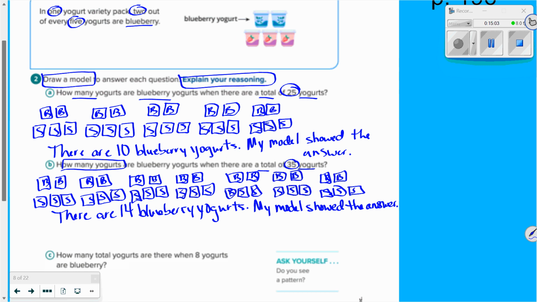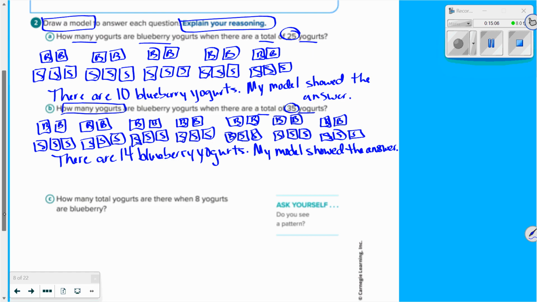On one of the cumulative tests, you should be a little more expansive on that and say, by the time I do 35 total, I got 14 of them were blueberry.